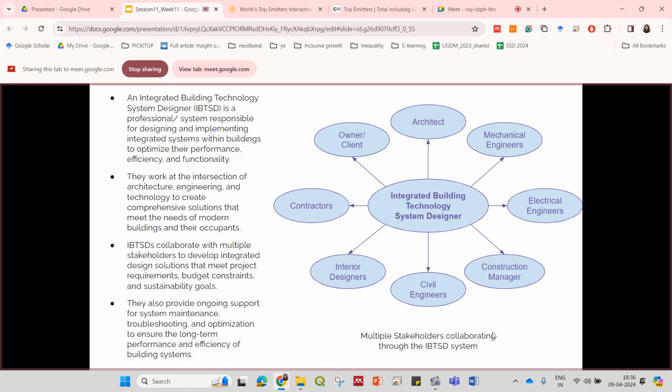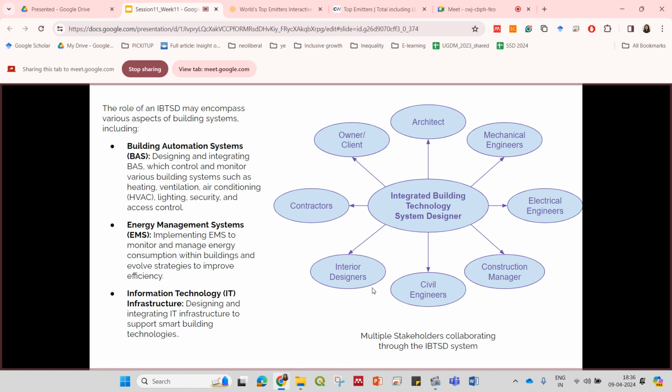So it will either be linked through a construction manager or a contractor, or maybe through the client itself, but it is not directly linked to this system. It is always either managed by the construction manager, or maybe by contractors, or maybe by the owner or the client itself. So I hope it is clear.